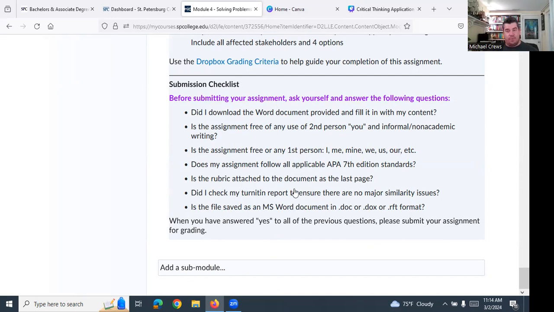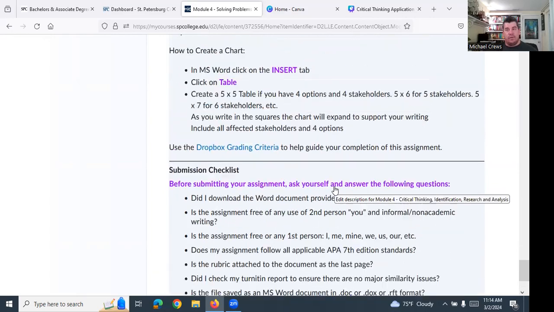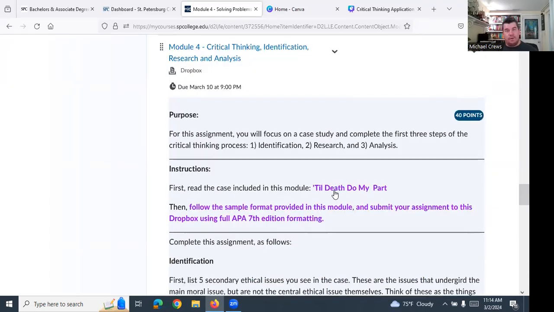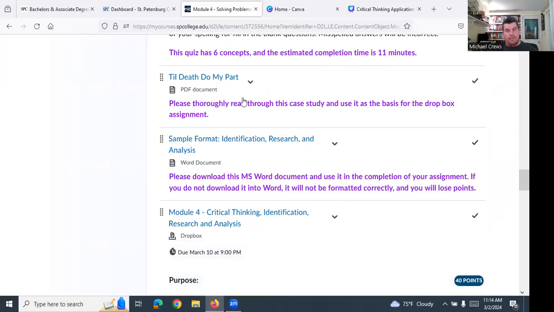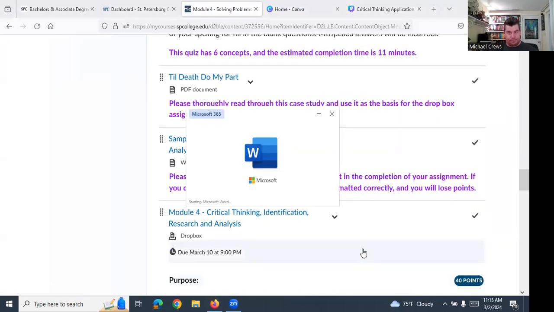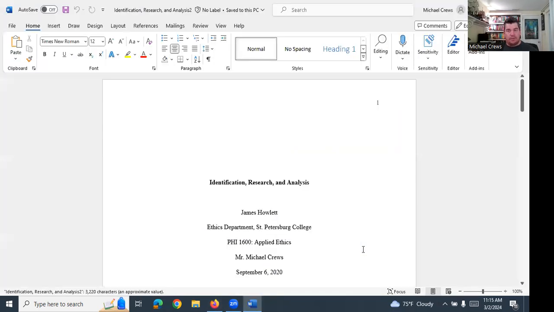It asks you if the rubric's on the last page. The rubric's part of this document I'm going to show you. So as long as you use the document, you're going to be in good shape. So if you come right up here between the case study and the assignment instructions, you'll see a sample format: identification, research, and analysis. And you want to go ahead and download that into Microsoft Word. And then we have it right there.